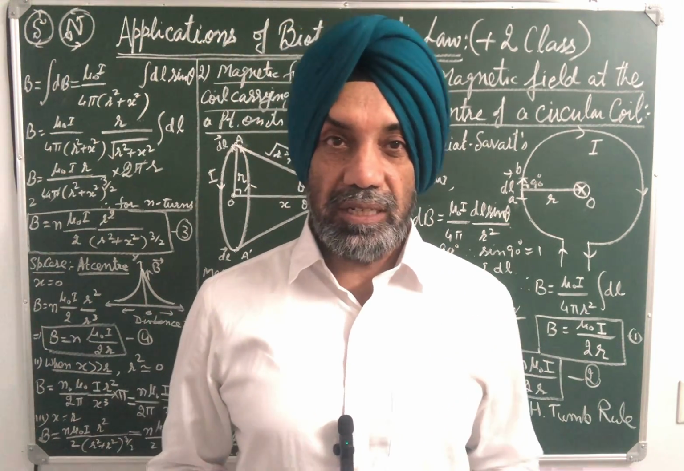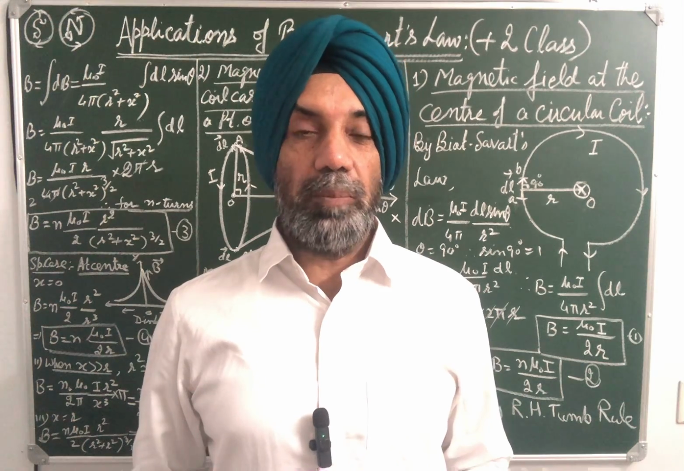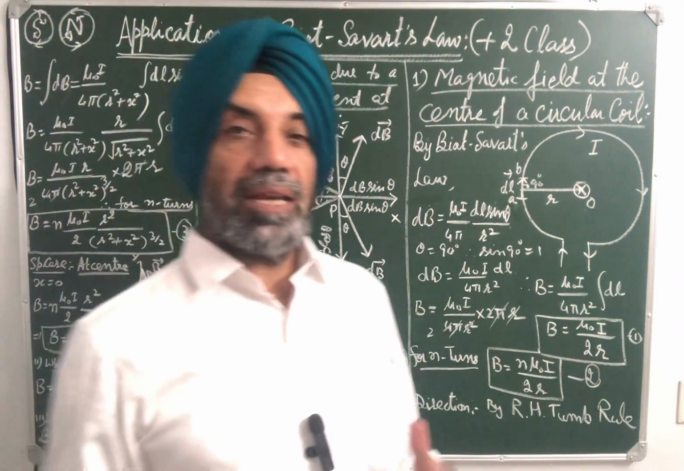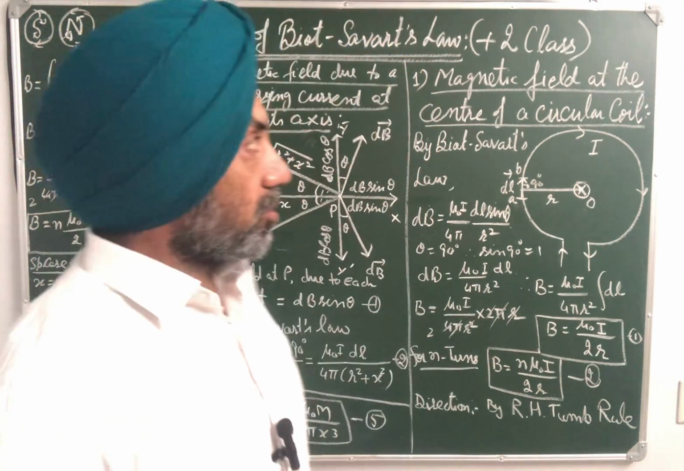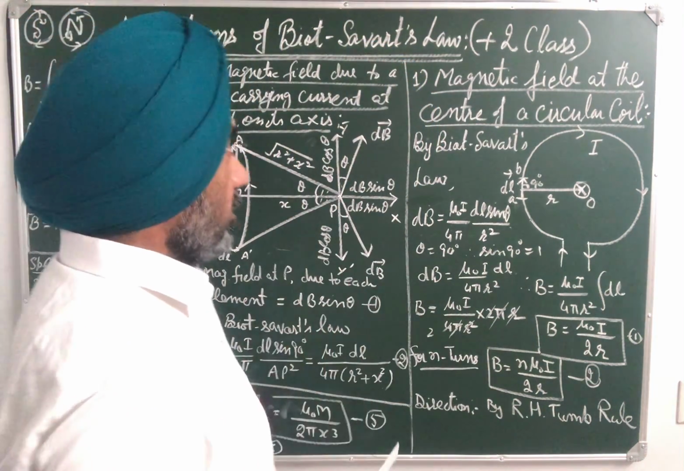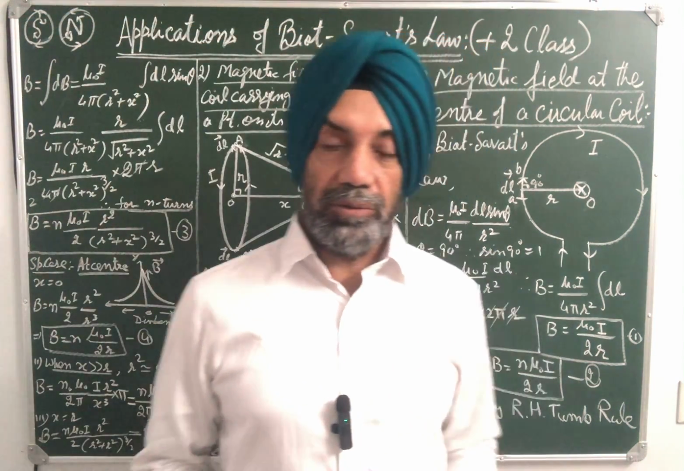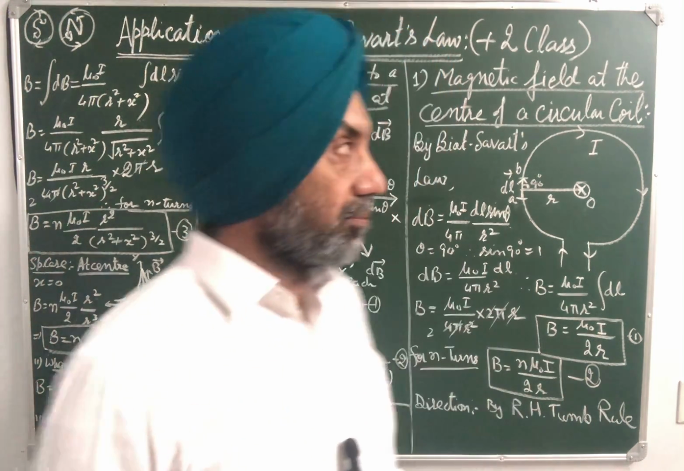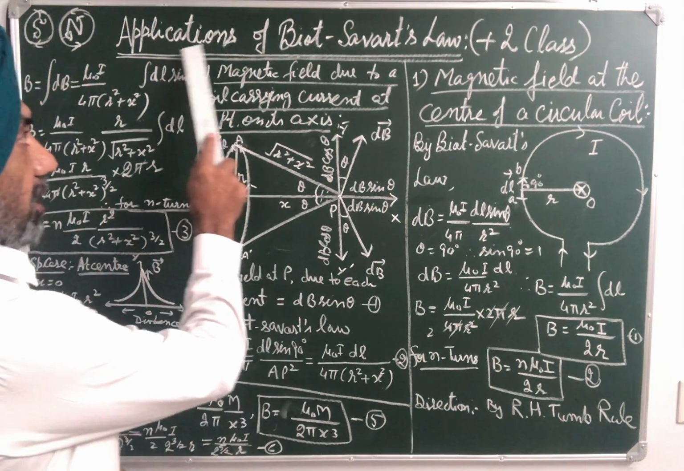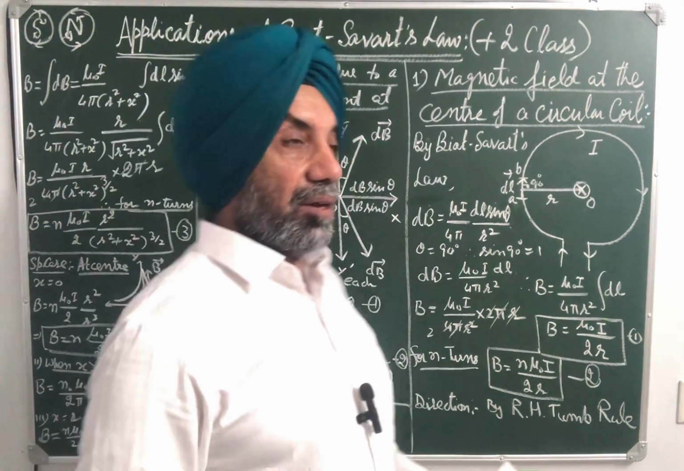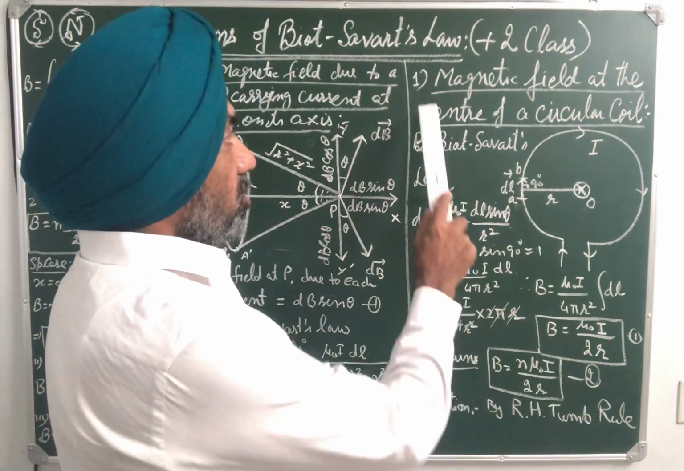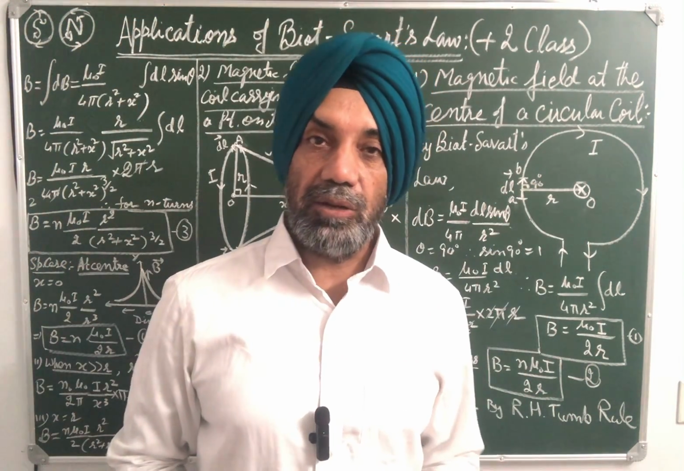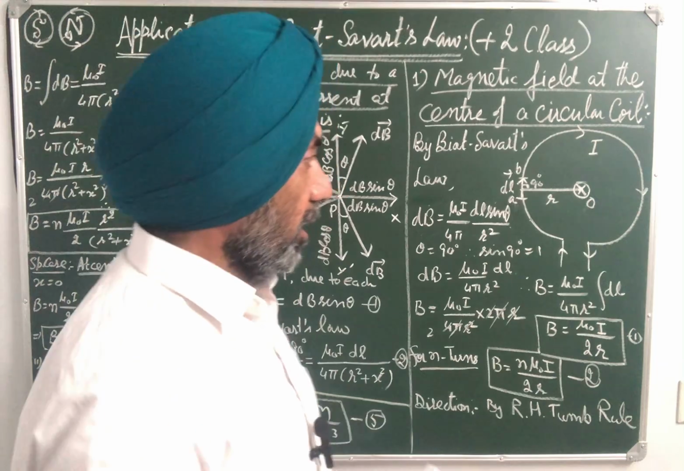Today I am going to discuss two applications of Biot Savart's law, because I have discussed Biot Savart's law in a previous video. So you can check Biot Savart's law in that video, which covers the magnetic effects of current. So what are the main applications of Biot Savart's law? First of all, we will find the magnetic field at the center of a circular coil carrying current.